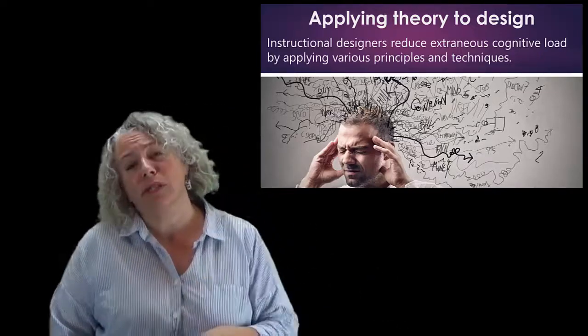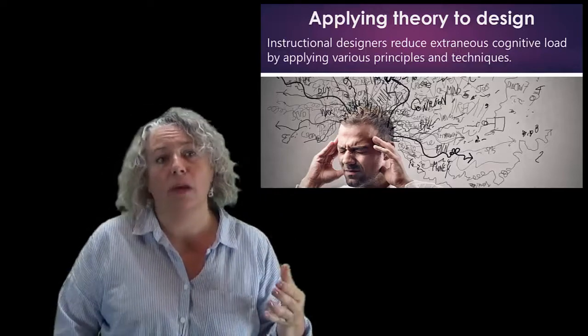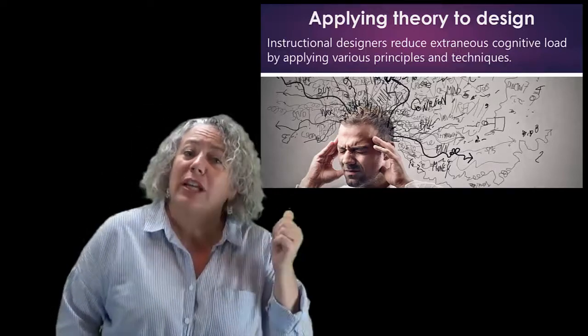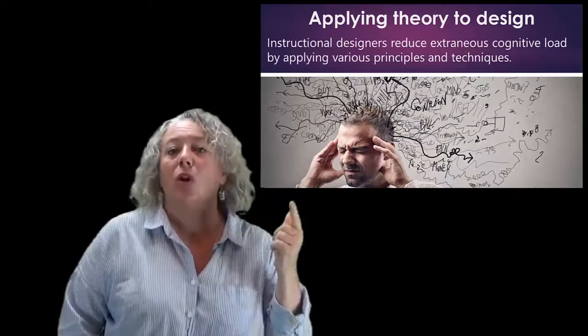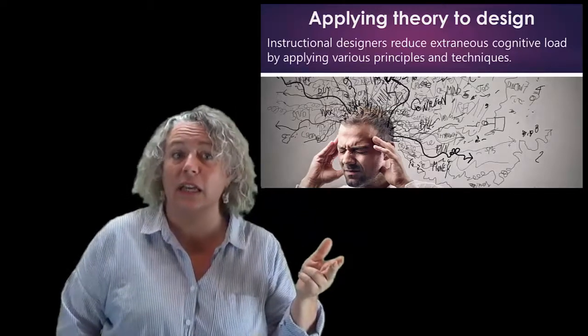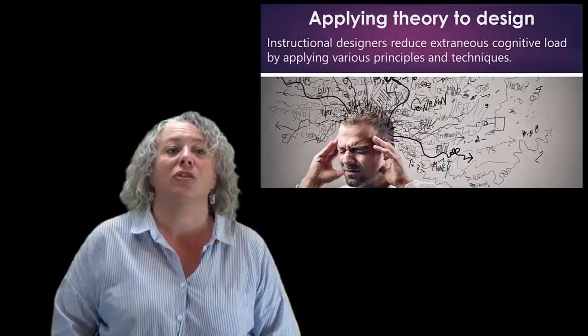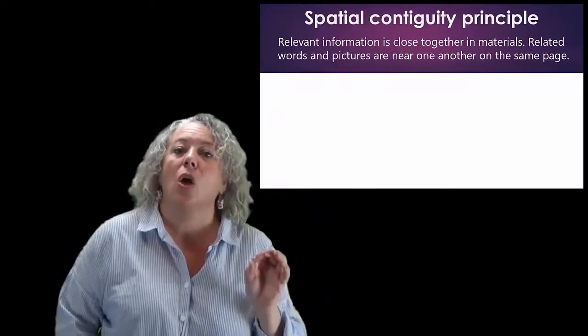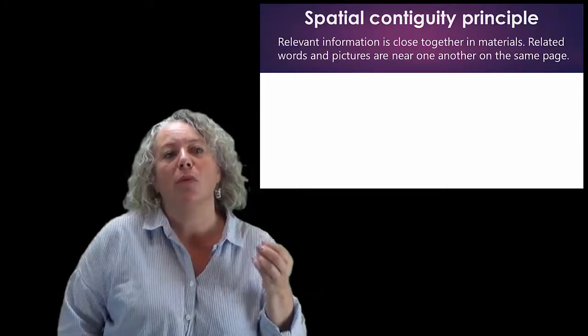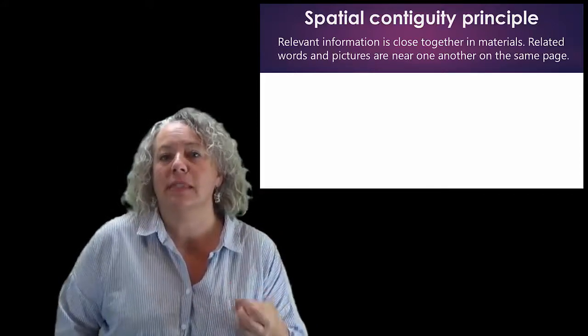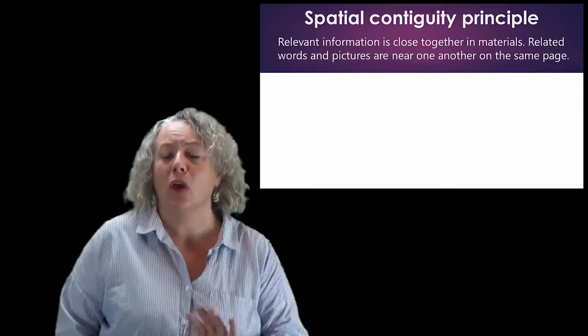So we're going to take a look today to help us design. We're going to look at some principles and techniques that will help. Basically, we're going to look at spatial contiguity, coherence, signaling, as well as refutation text. So let's begin with spatial contiguity. What we want to keep in mind here is that the bullet point and the illustration should be on the same slide. The information should be close.